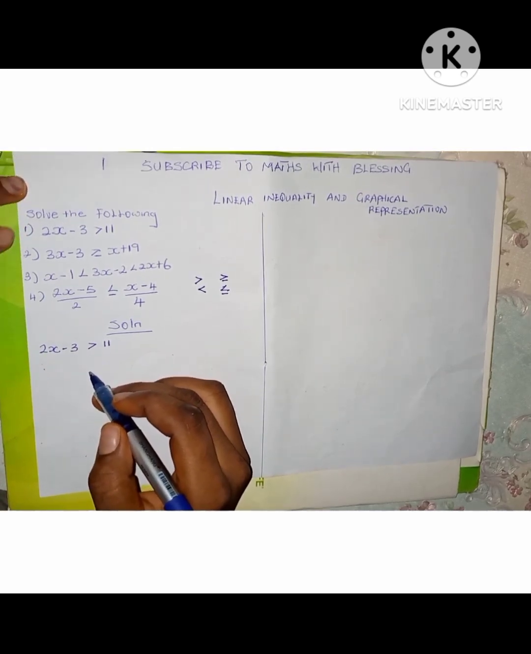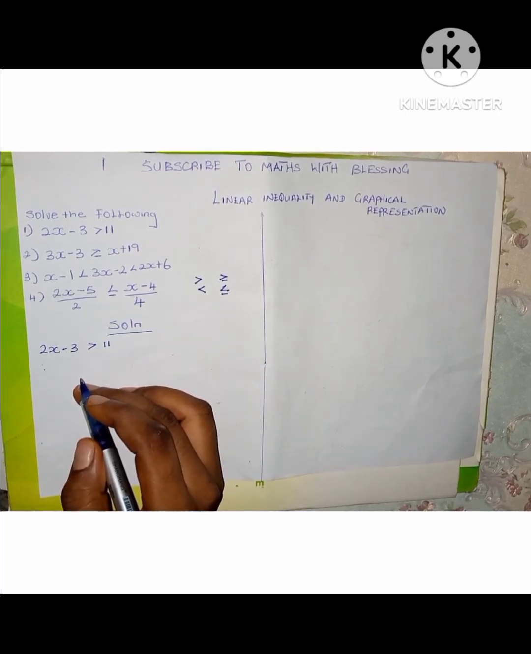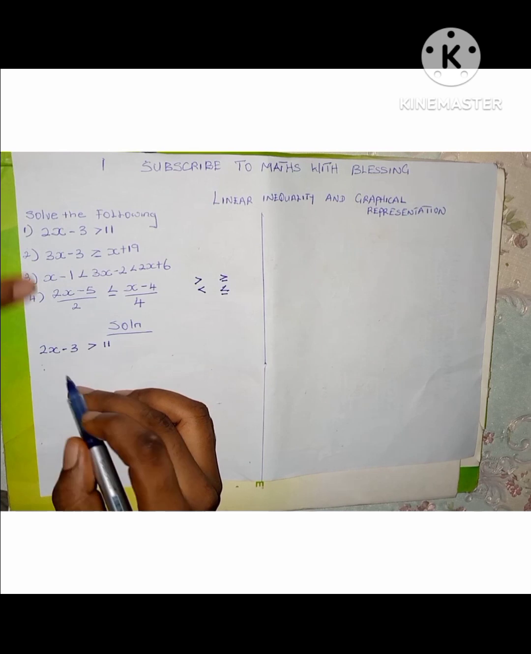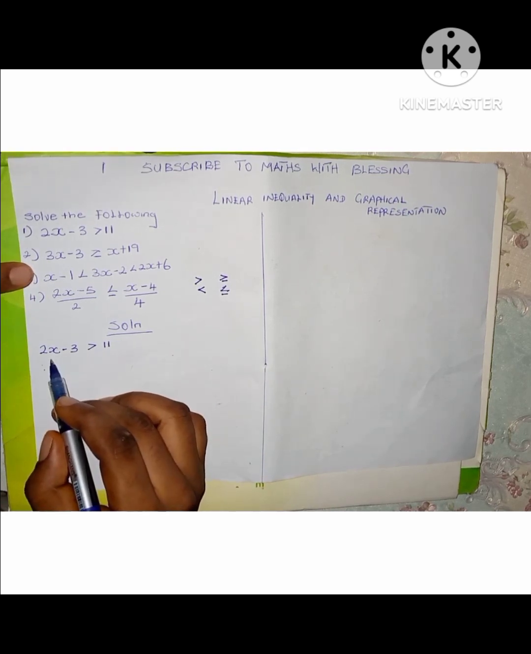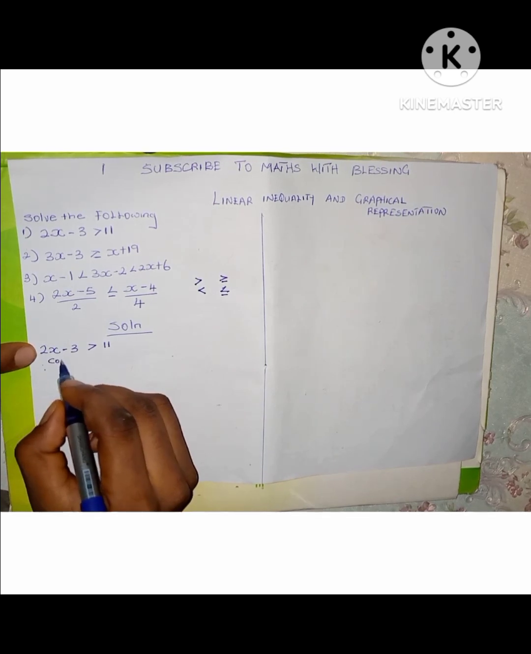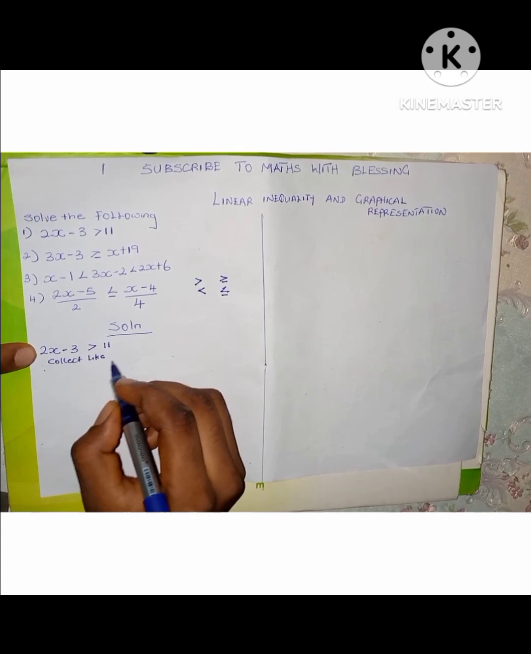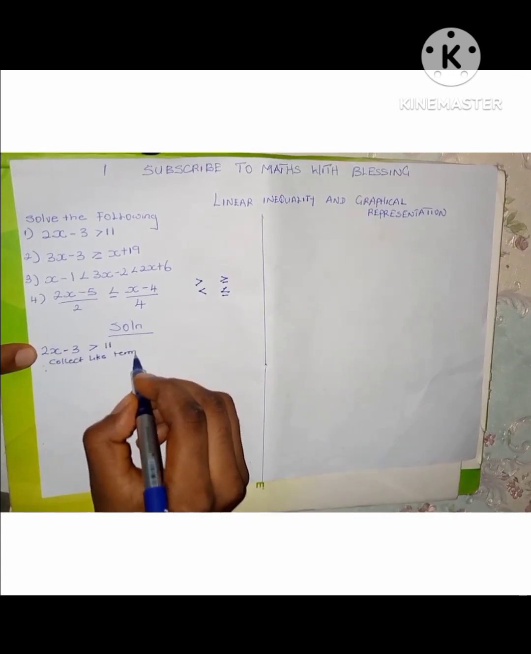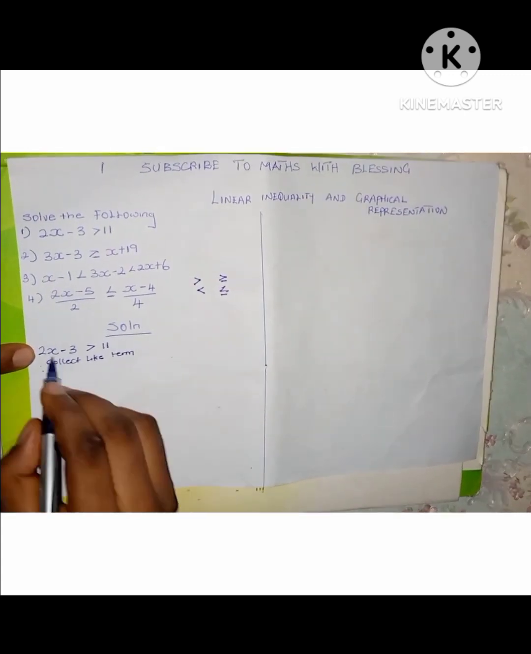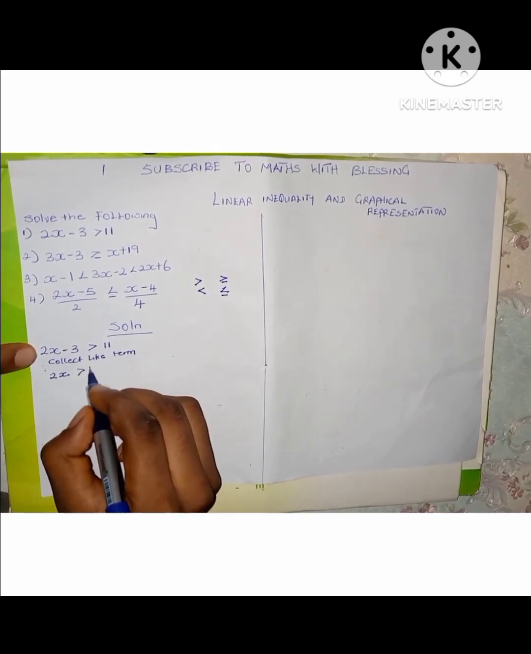Now if you know how to solve your equation, you can solve inequality before drawing it in a number line. Now first of all, we have an unknown here, which is x, and we have numbers. The first thing that will come to your mind is to collect like terms. The numbers will move over to one side and the one with the alphabet will be in the other side. And we have only 2x here. We have 2x greater than 11.